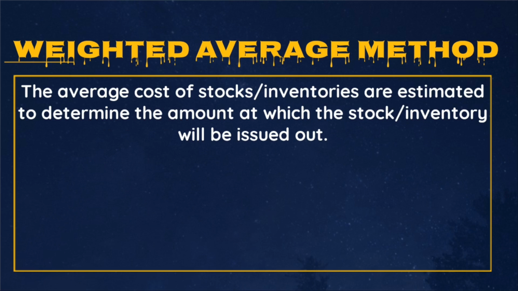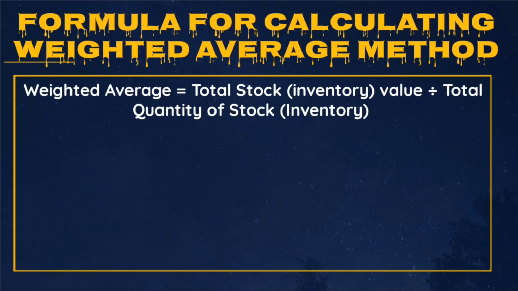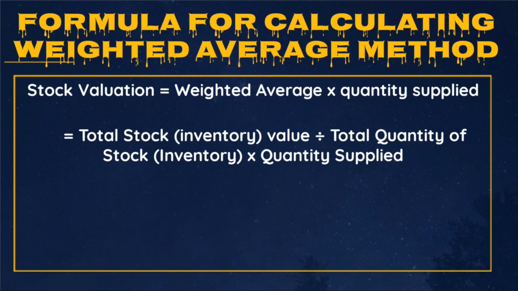To determine the average stock, there is a formula for calculating the average stock of inventory. That is, the weighted average will be equal to the total stock or inventory value divided by the total quantity of the inventory. By the time we get to the inventory account, we will understand better. So if we have the average cost of inventory, the total amount of the inventory will be the average cost multiplied by the quantity to be supplied.